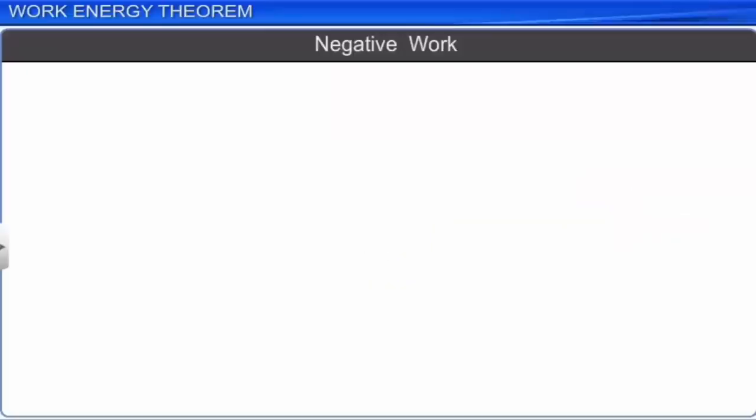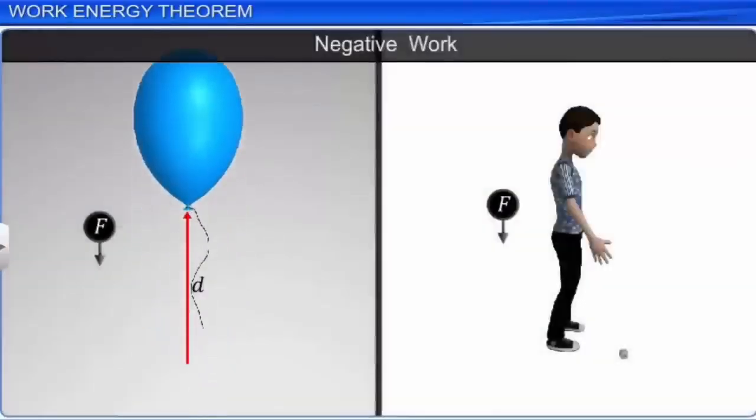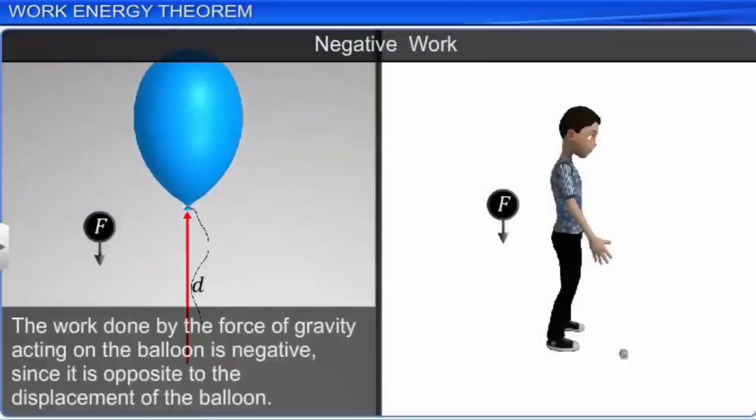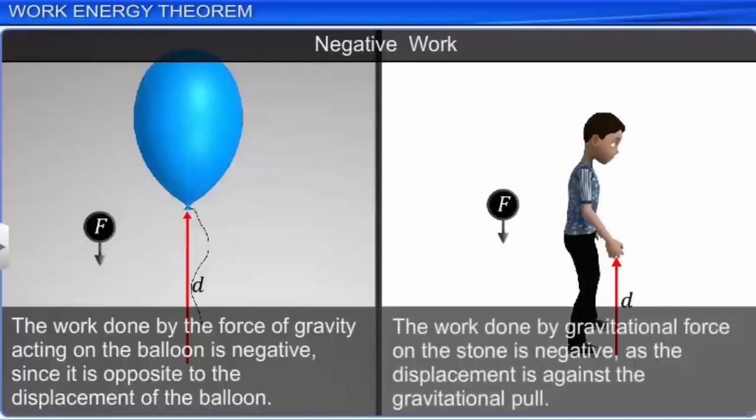The work done by a force is negative when the angle between force and displacement is obtuse. That is, greater than 90 degrees and less than or equal to 180 degrees. In the case of a rising balloon as shown, the work done by the force of gravity acting on the balloon is negative, since it is opposite to the displacement of the balloon. In the example of a boy lifting a stone, the work done by the gravitational force on the stone is negative, as the displacement is against the gravitational pull.